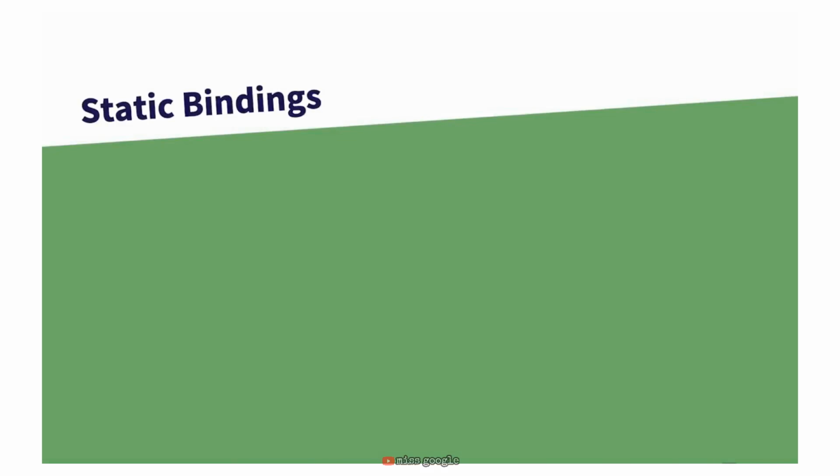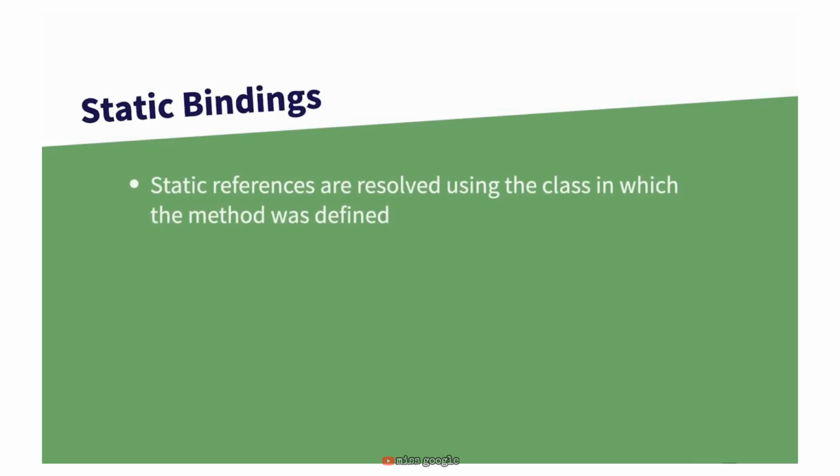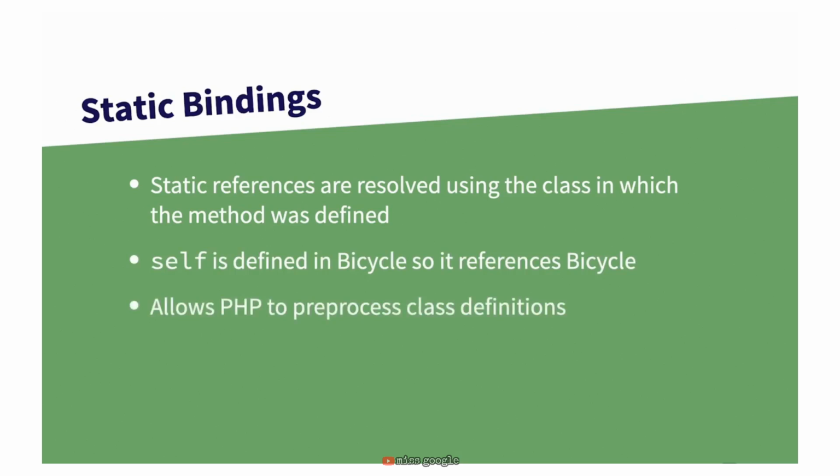The reason why is because PHP by default uses something called static bindings. With static bindings, static references are resolved using the class in which the method was defined. Self is defined inside the bicycle class, so it references bicycle. The reason PHP does this is it allows PHP to pre-process the class definitions and have them ready to go so that it's much faster. But the downside is that it prevents inheriting those static references, because no matter what we do, self has already been predetermined to refer to the bicycle class. Even though unicycle inherits it, PHP sees the word self and it thinks bicycle.